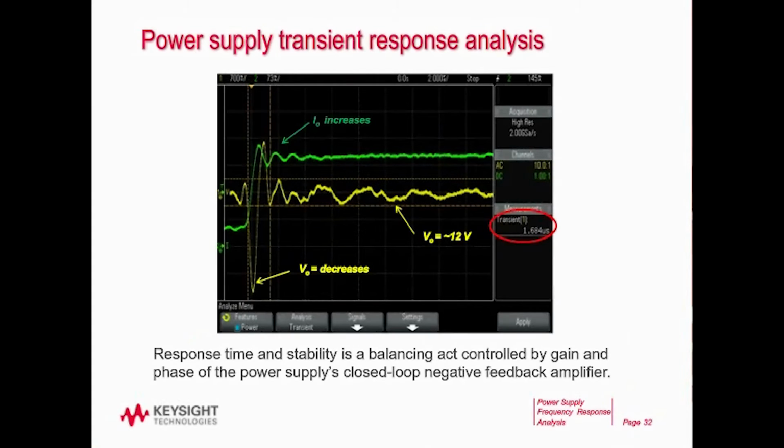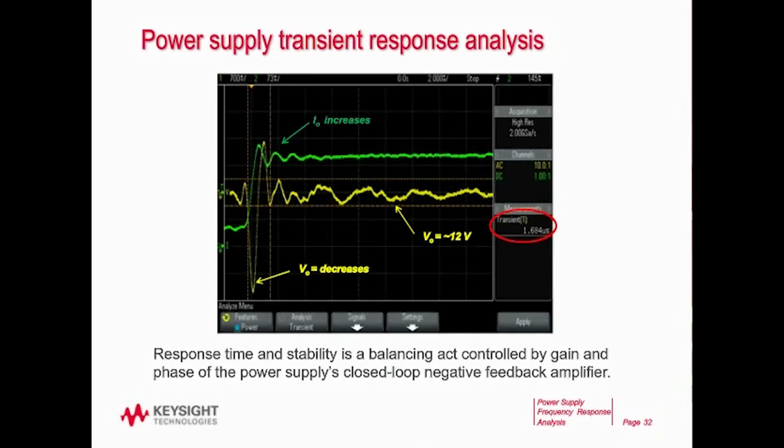So let's move into control loop response. But as I mentioned early on, closely related to control loop response measurements is transient response. And if you're wondering what a transient response measurement is, here we show one on the scope. The green waveform you see there is the output current of a DC supply, the yellow waveform is the output voltage of a DC supply.